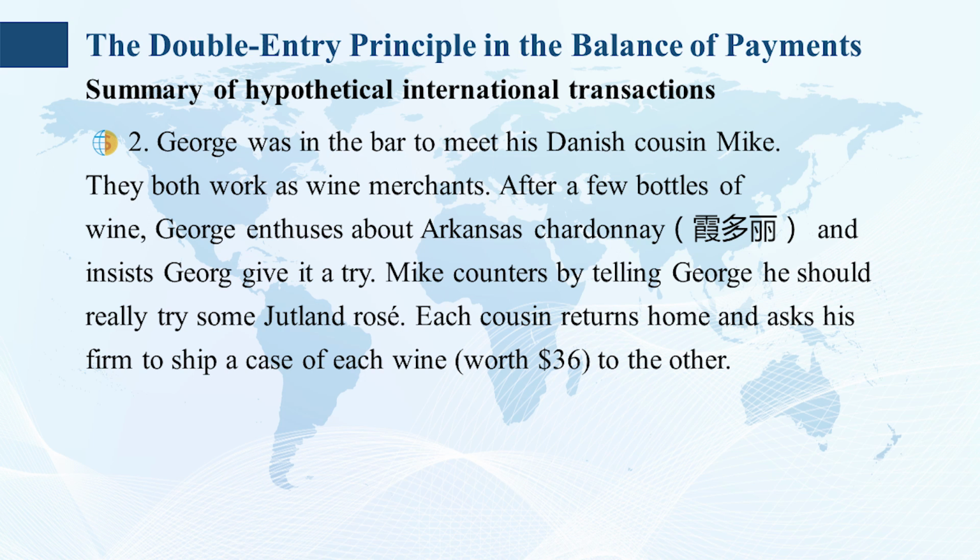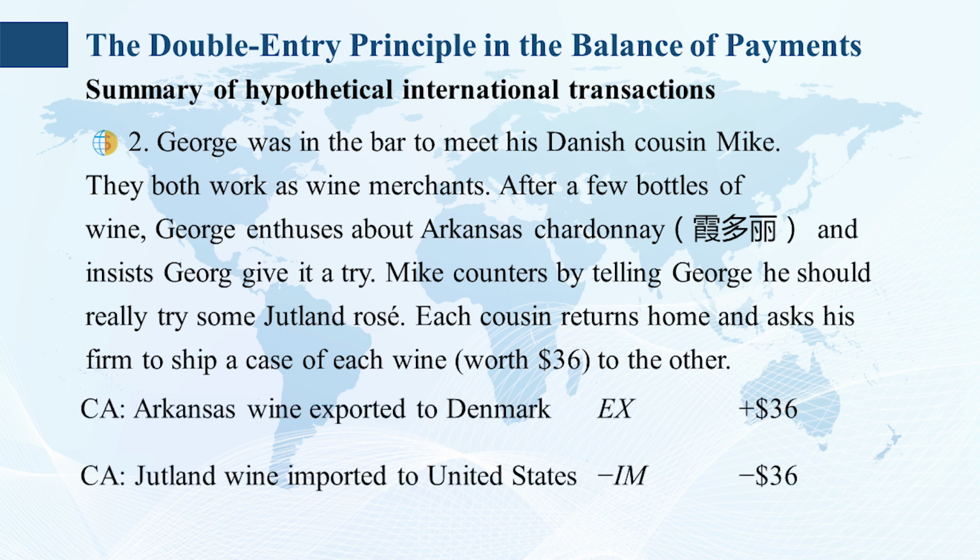These barter transactions involving non-financial activity would appear solely in the U.S. current account as follows. CA, Axos wine exported to Denmark, EX, positive $36. CA, Jutland wine imported to the United States, IM, negative $36.